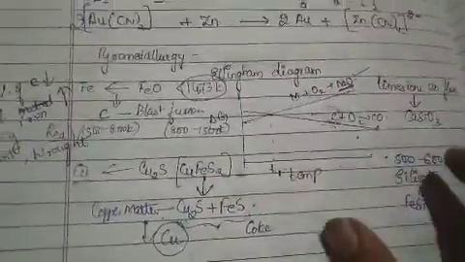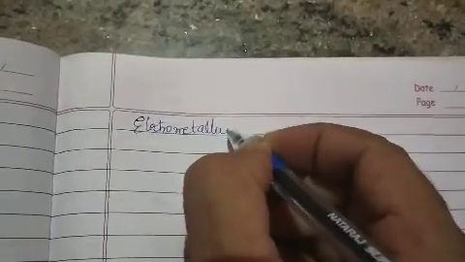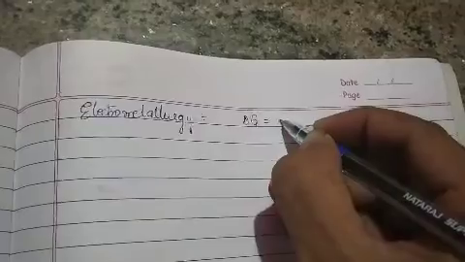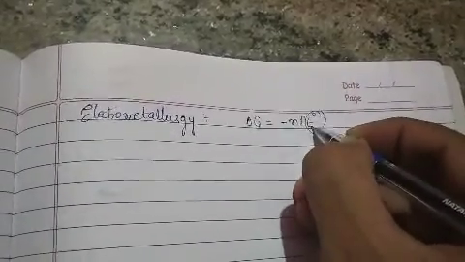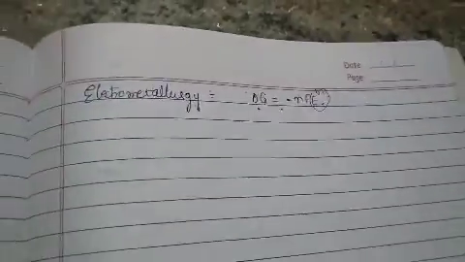Coming to electrometallurgy, basically we have to remember that it is through the electrolysis process using the equation delta G equals minus nFE naught. So depending upon this E naught, if the positive value of E naught exists for the two reactions, that is the oxidation and reduction, delta G will be negative. So the reaction will take place on its own.